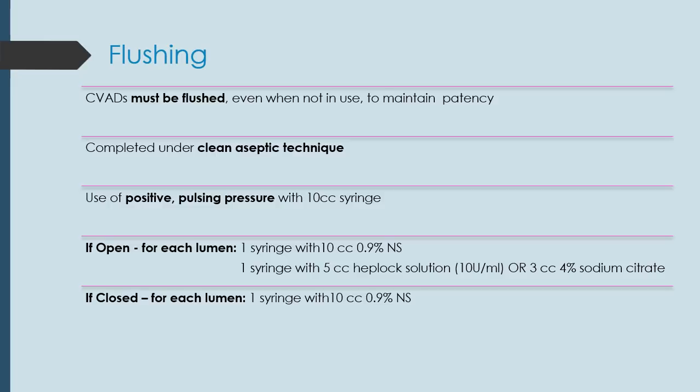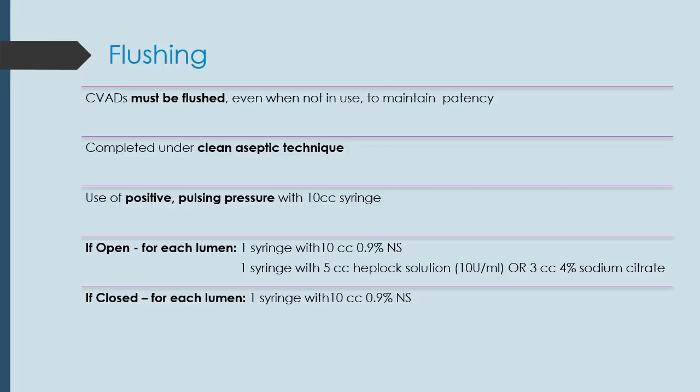If it's an open cath, remember it has the clamp on it, so that's going to be your visual cue that you need to do this. For each lumen that's present, you're going to get 1 syringe with 10 mils of normal saline and 1 syringe with 5 mils of heparin solution or 3 mils of sodium citrate, and that will be dependent on orders and the site you're at. So for example, if your patient has a triple lumen, you will have to bring to the bedside 6 syringes. That just gives you an idea of how much prep is required to do flushing.